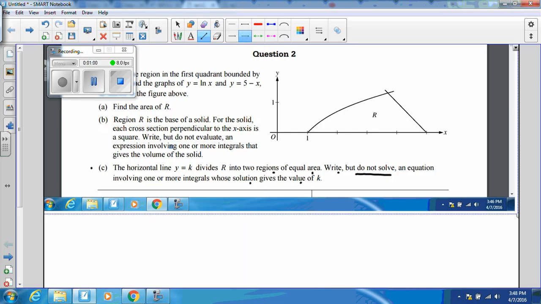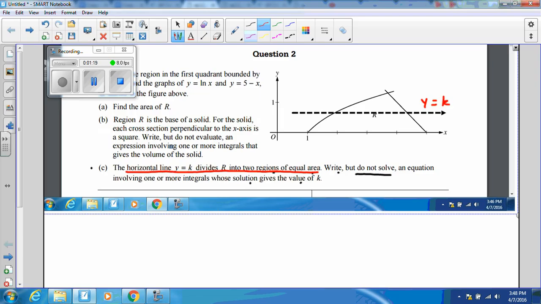First of all, let's understand the question. The horizontal line y equals k divides R into two regions of equal area. If I draw myself a horizontal line and label that y equals k, I get a sense of what's going on here. What I'm told is that if this is R1 and this is R2, the area of R1 is going to be equal to the area of R2. There are several different ways that I could successfully set this up, but all of them revolve around the same idea. And that is that if I take this area right here, it will then be equal to this area right here.